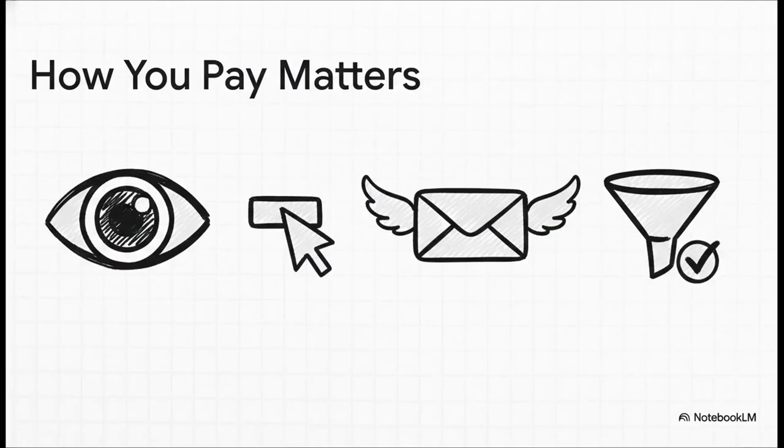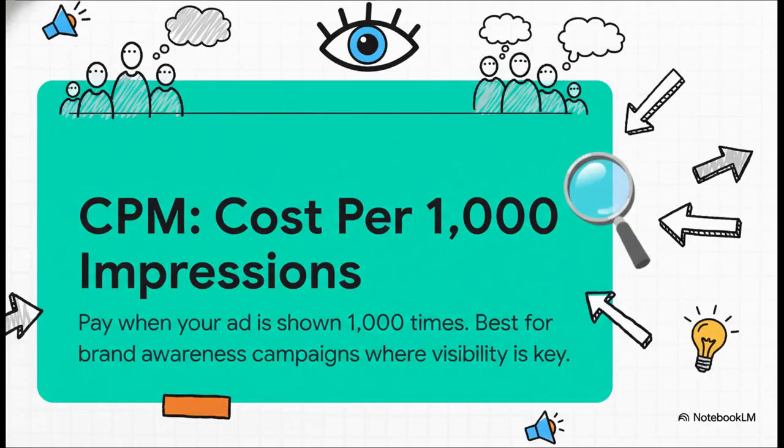Now, beyond just automated or manual, it also really matters what you're actually paying for. Is it just for showing your ad, or is it for someone clicking on it? For that, we have different models. Let's take a look. First up is CPM, which stands for cost per mil. Mil is a Latin word that means 1,000. So here, you're paying for every 1,000 impressions, meaning every time your ad is shown 1,000 times.